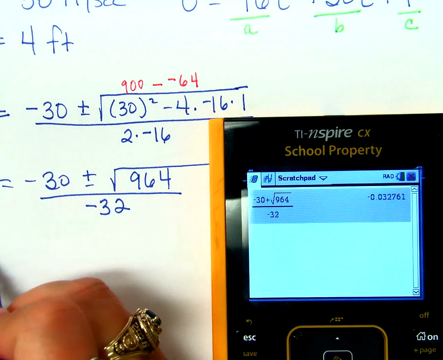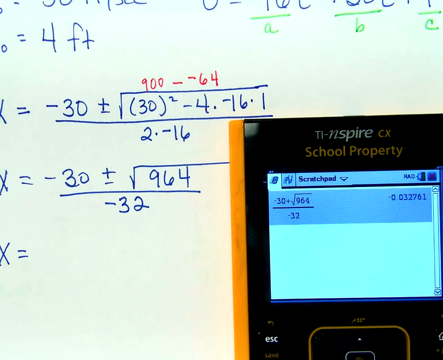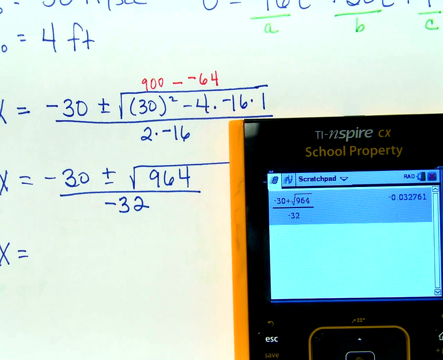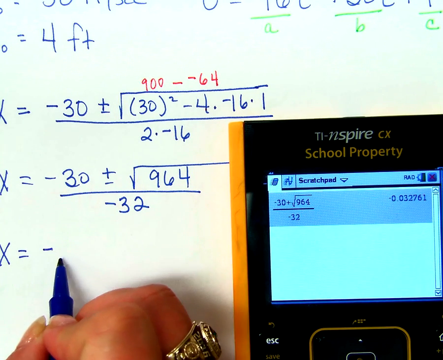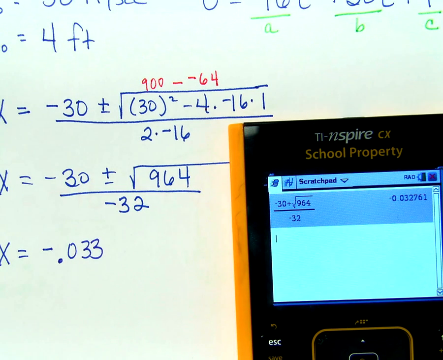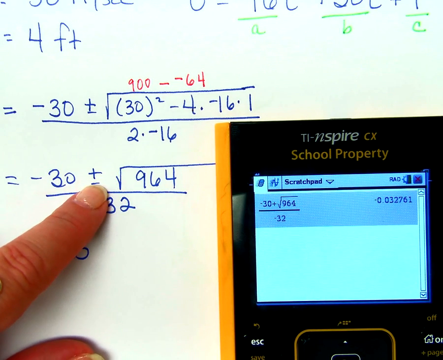Okay, so today let's round to the thousandths decimal place. What does that mean I'm asking for? Tenths, hundredths, thousandths. 3 decimal places, right? So negative 0.033, right? The 7 would round the 2 up to a 3. You good with that? Now, I need to do it again, but this time with the minus here, right?